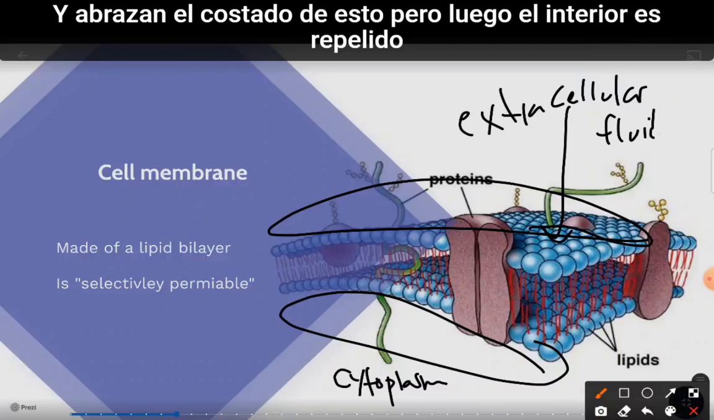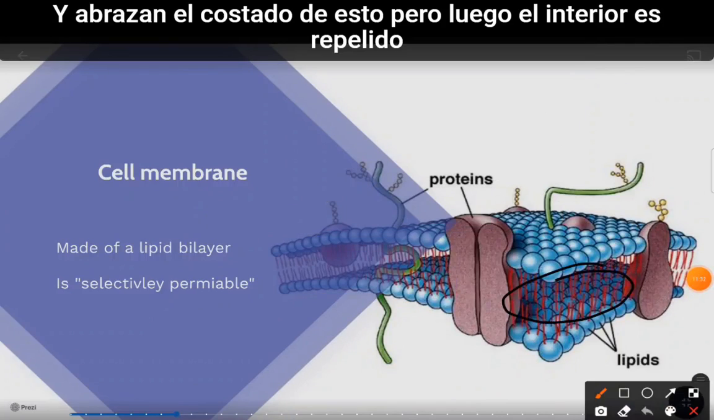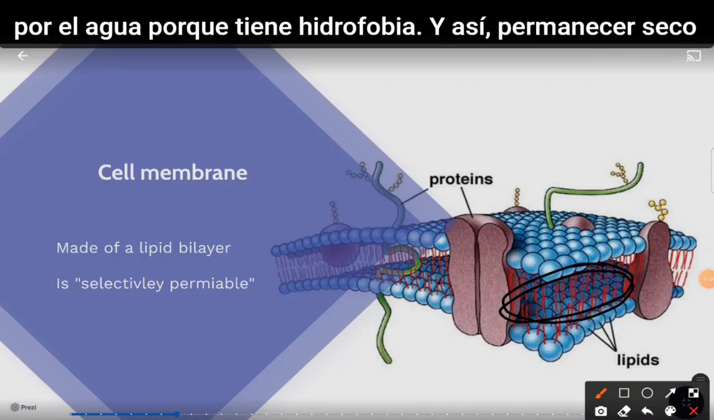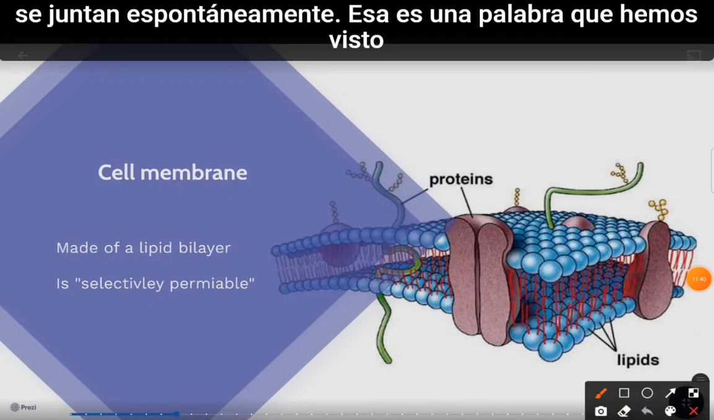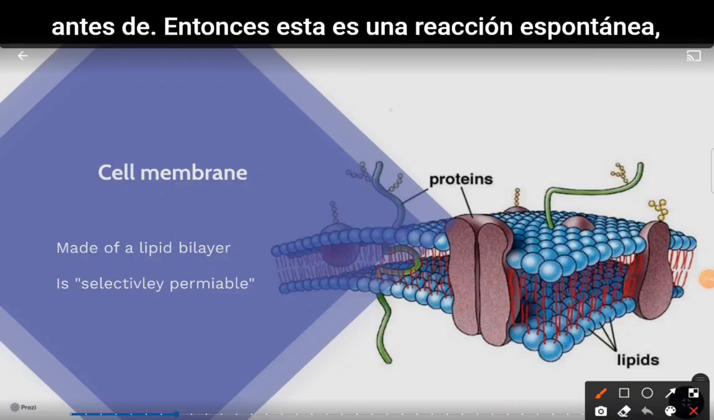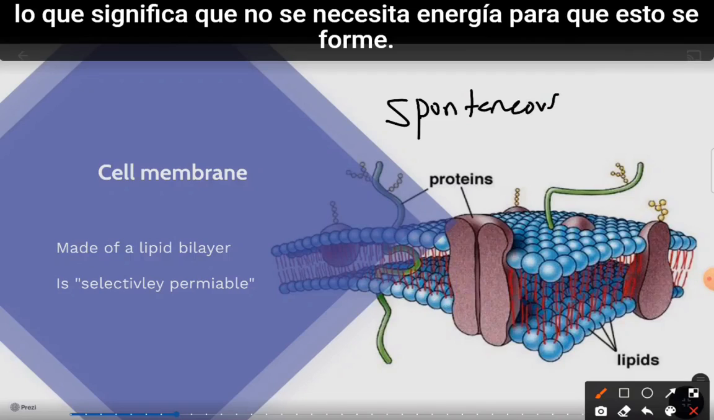And they hug the sides of this. But then the inside is repelled by water because it has hydrophobia. And so to stay dry, they come together spontaneously. That's a word we've seen before. So this is a spontaneous reaction, meaning no energy is needed for this to form.